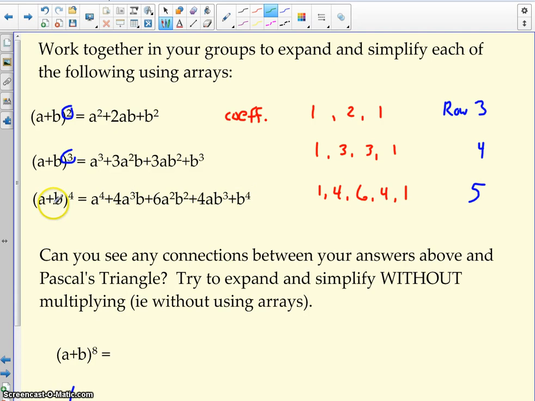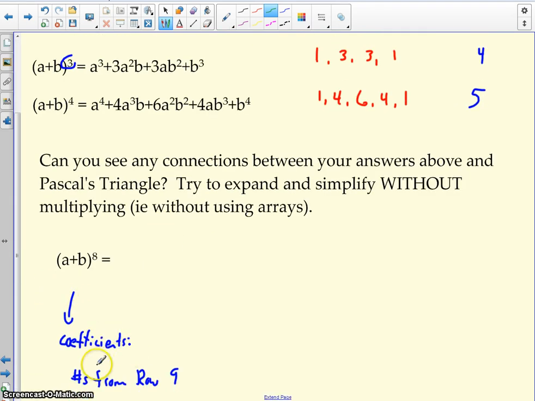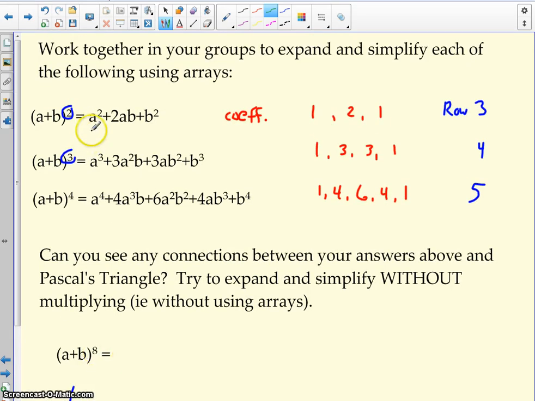So we always have one more term than we do exponent, which makes sense because if we need all the coefficients from row 5, for example, we need 5 terms. So (a + b)^8 will have 9 terms, which makes sense because we have 9 coefficients from row 9. The other thing you might notice here is that for the a, we start off with the highest power, and then the power of a just descends by 1 until it disappears.